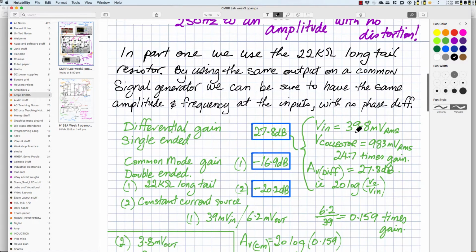I got 39.8 millivolts RMS on the base. That was with no distortion, as I said earlier. The voltage on the collector was 983 millivolts RMS. That gave me a 24.7 times gain. The AV differential then was 27.8 dB, i.e. that's 20 times the logarithm of brackets VO divided by VIN, output voltage divided by the input voltage. So we've got quite a bit of gain in this little circuit.